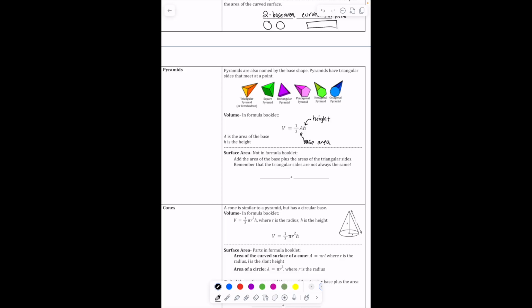And for surface area, once again, not in the formula packet, we have to piece it together ourselves, but for each of these pyramids, we have some shape at the bottom and then a bunch of triangles.